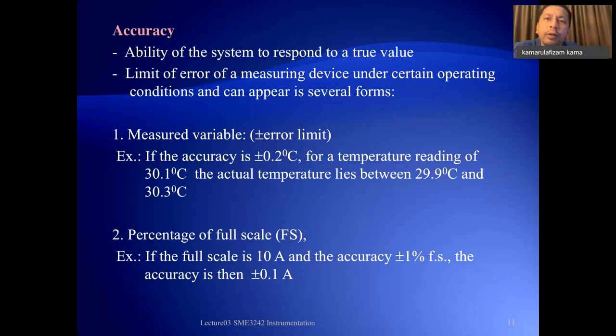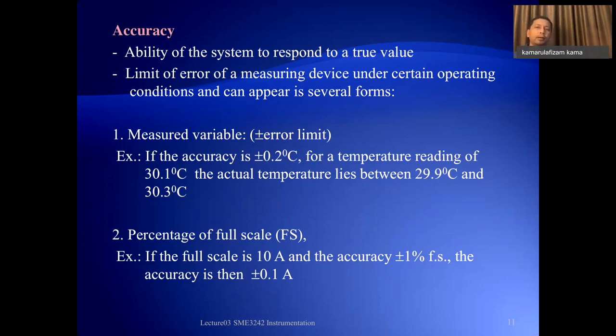For example, here you are reading in degrees Celsius, and the accuracy term is stated in the same unit of degrees Celsius. So what you need to do is take the actual value, plus that accuracy statement number, and then minus it, so you have two values as a reading, right?